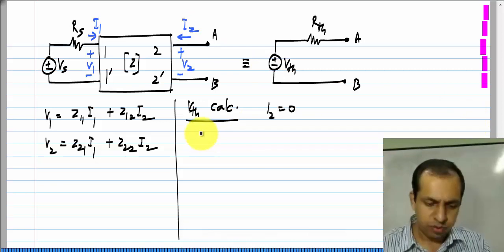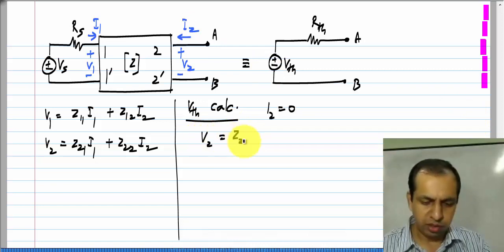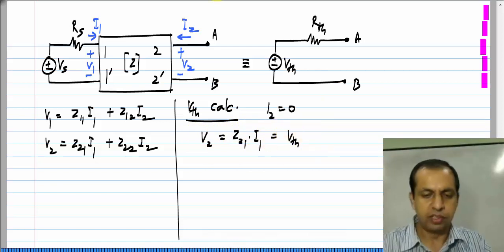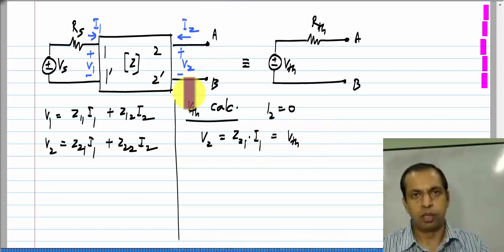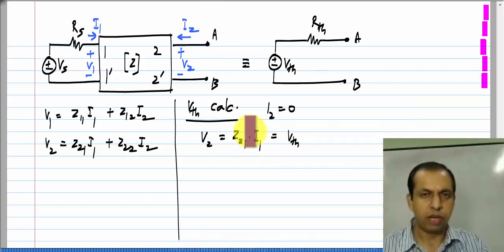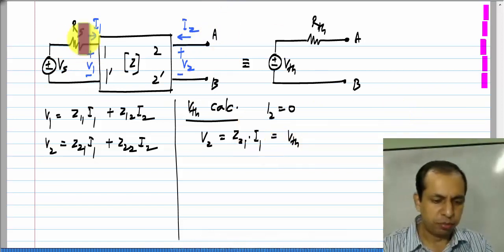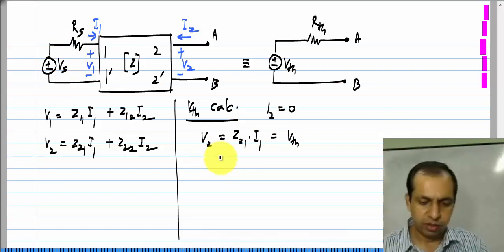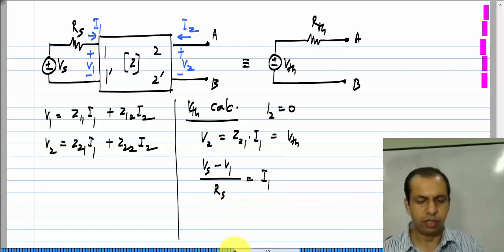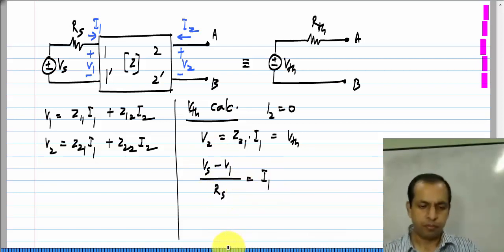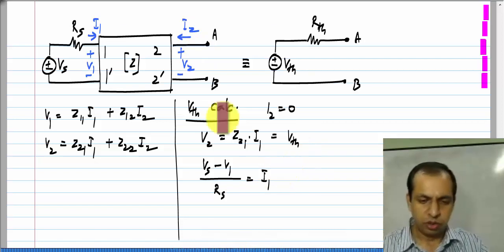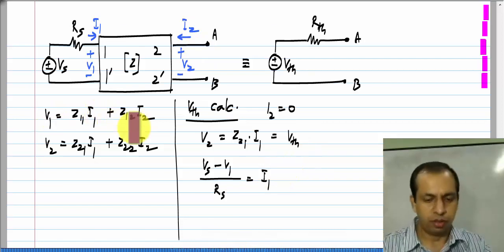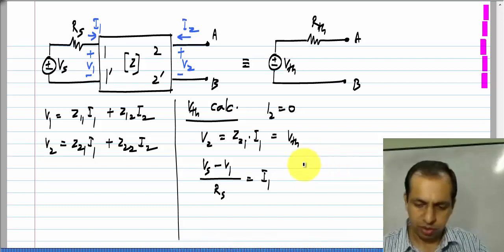So, V2 will be simply Z21 times I1, and that is VTH, right, the open circuit voltage that appears here. Now, what is I1? That we can find out from this side. We know that Vs minus V1 divided by Rs is I1. Okay. And also we know that V1 is Z11 I1, because I2 is 0. Okay.